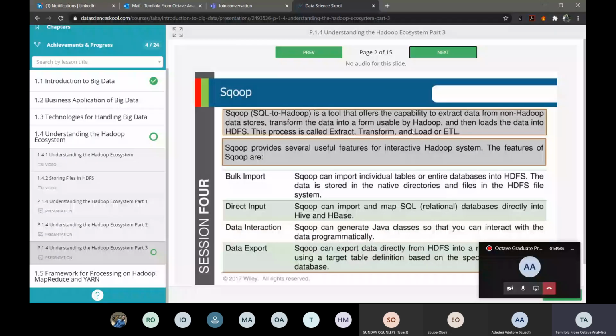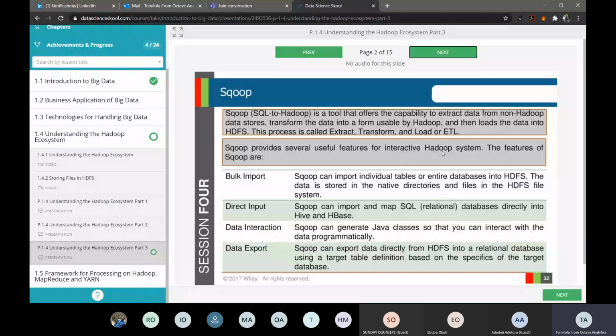Sqoop is a tool that offers the capability to extract data from non-Hadoop data stores, then transform them into a form usable by Hadoop, and then load the data into HDFS. This process is called ETL: extract, transform, and load. So what this basically means is that you are carrying data that doesn't have the nature of the Hadoop ecosystem. Then you are extracting that data, transforming it, then loading it into the HDFS, which is the Hadoop distributed file system.